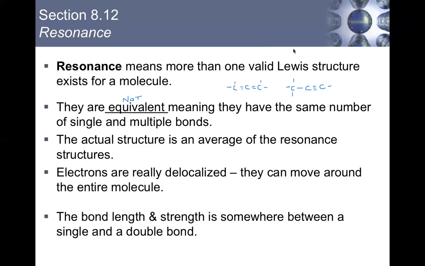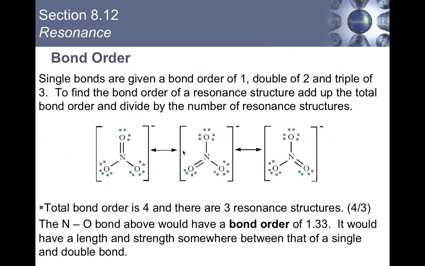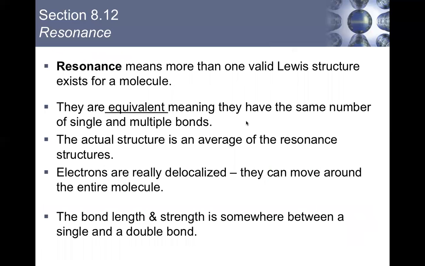Okay? And so equivalent, again, means that they all have the exact same number of multiple bonds. They all have 1 double, and they all have 2 singles. So these are equivalent resonant structures. Okay? So there's no really wrong way to draw it? Well, there isn't a wrong way to draw it, correct.